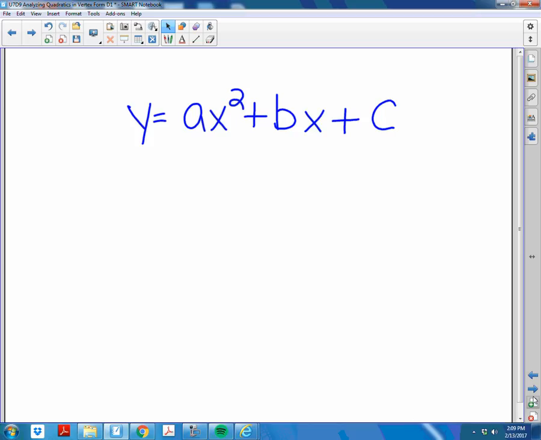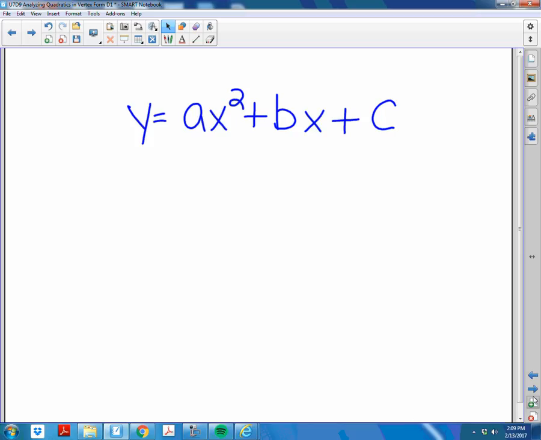Now, the standard form of a quadratic tells us a few things. Someone give me one of the things we learned from the standard form of a quadratic. John? How do we know if it's a maximum or minimum? The A value is positive or negative, determines whether it opens up or down. Someone give me something else, Ryan?